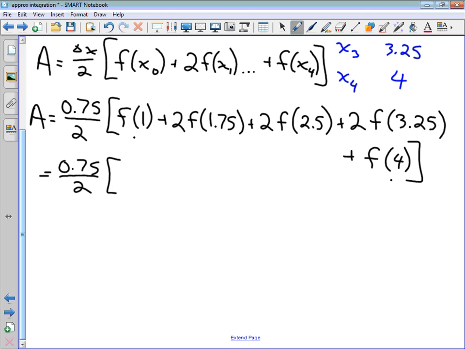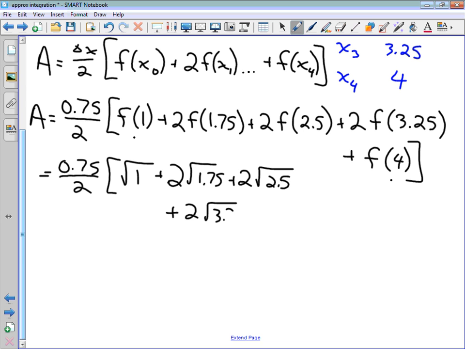0.75 over 2 times, well, our function is just root, so root 1 plus 2 root 1.75 plus 2 root 2.5 plus 2 root 3.25 plus root 4. Punching all this into our calculator gives us an approximate value of 4.66. So that would be our estimate for the area under that curve.